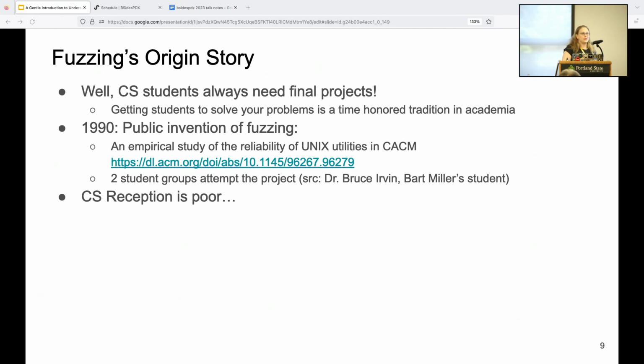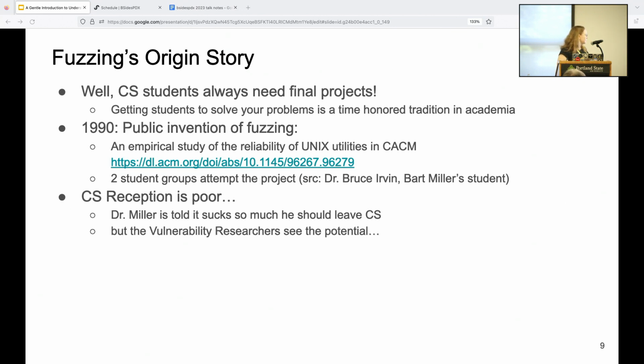However, the rest of the field, they are graduates in systems and operating systems, as we now call the field, and the reception kind of sucks. In fact, it sucks so much that other faculty told Dr. Miller he should drop out of CS because the research sucks so much. When I say poor, I mean mean. But he doesn't. However, the security community, and particularly vulnerability researchers, give it a warm reception, albeit they don't tell people for a very long time that they have all adopted this thing.